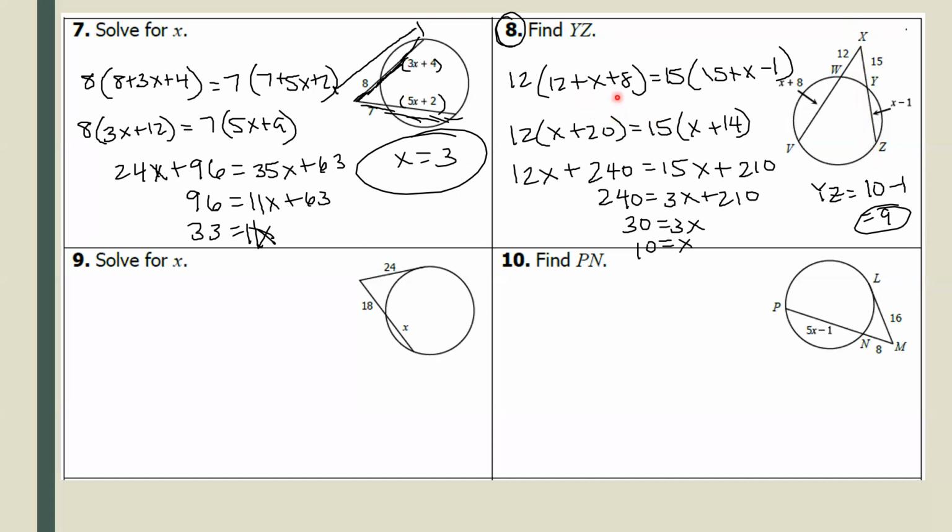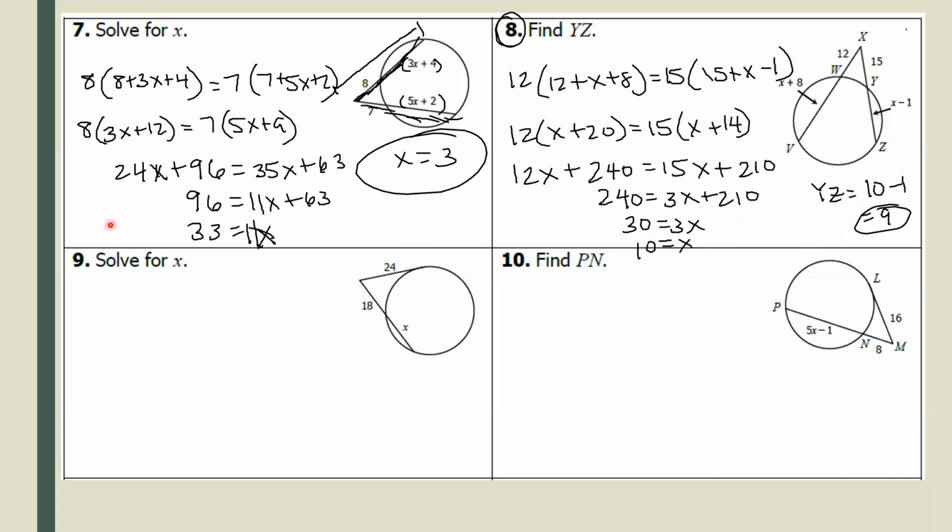Simplify inside your parentheses. So 12 plus x plus 8 becomes x plus 20. 15 plus x minus 1 becomes x plus 14. Then I distribute that 12, so I get 12x plus 240. Distribute the 15, 15x plus 210. I subtracted 12x from both sides, and then I subtracted 210 from both sides and divided by 3. So I got x equals 10. Now it asked for the length of YZ. YZ is here in our picture, and it's labeled as x minus 1. X was 10. So YZ is 9.